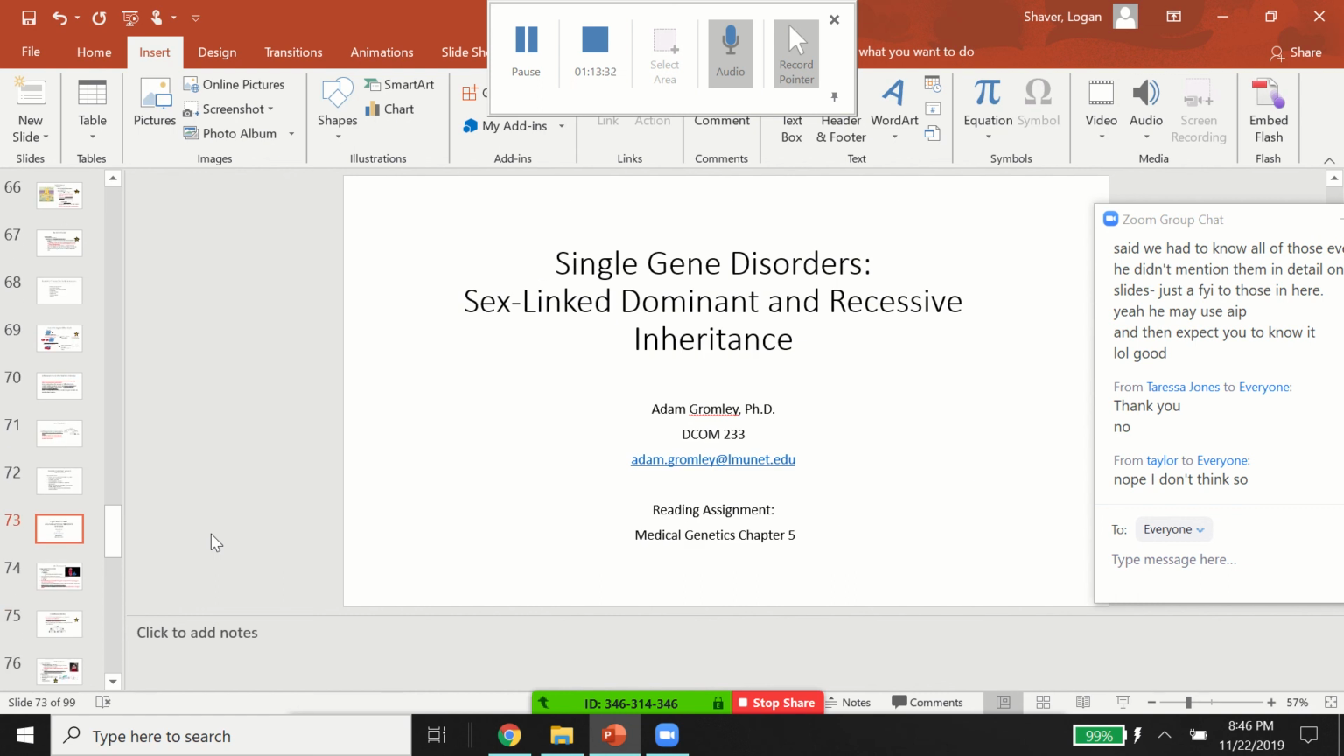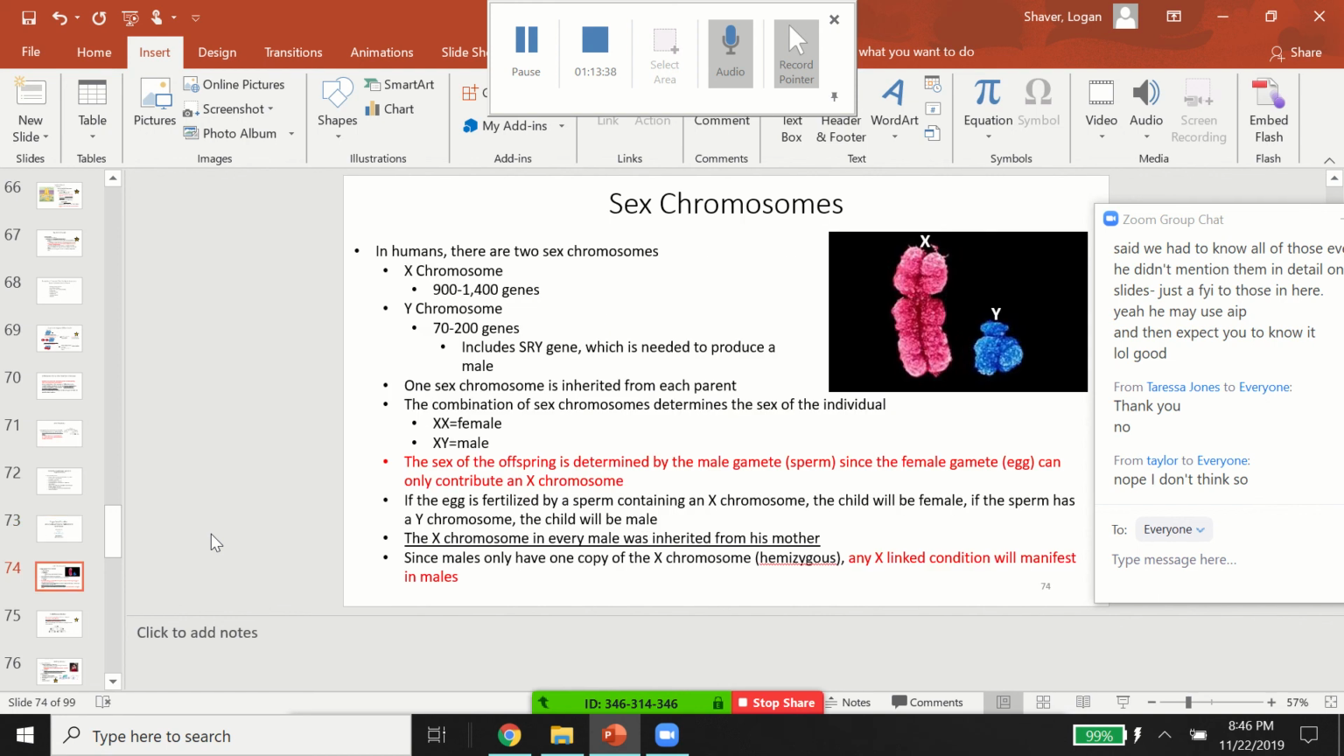All right, single gene disorders, so now sex-linked dominant and recessive. So these are all going to be sex-linked instead of autosomal. This goes into details about X and Y chromosomes, where they come from. Something I thought was important is that the sex of the offspring is determined by the male sperm, just in case you guys don't know that. The reason for that is that the females can only give an X chromosome, but since a male has an X and a Y, they can give either one, right?